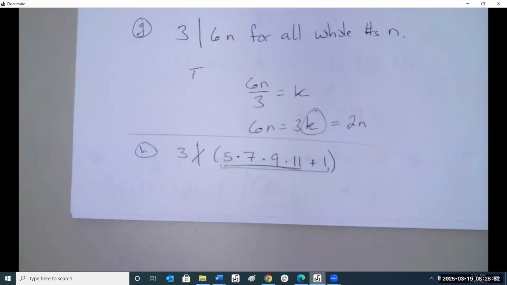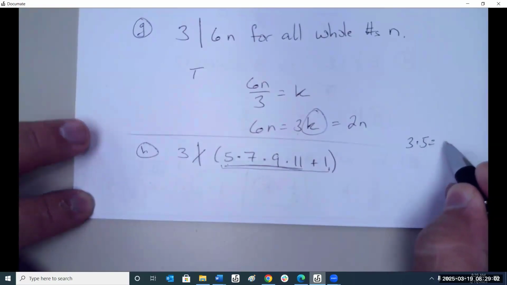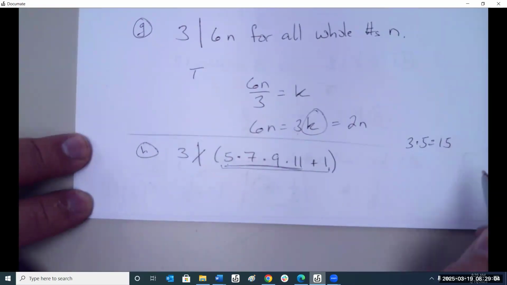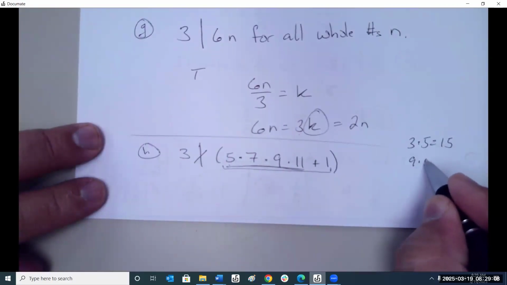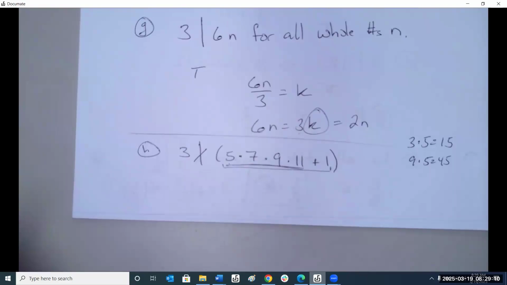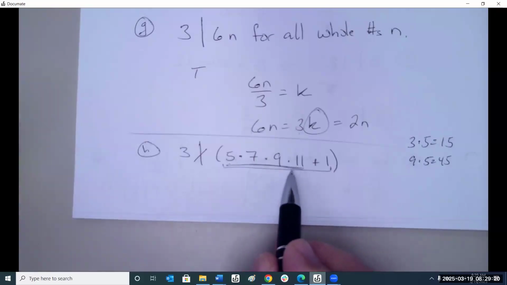Of what kind of numbers? They're all odd. What do you get when you multiply two odd numbers? 3 times 5 is what? It's odd. 9 times 5, 45. So anytime you multiply odd numbers, you get an odd answer. It's closed under multiplication.